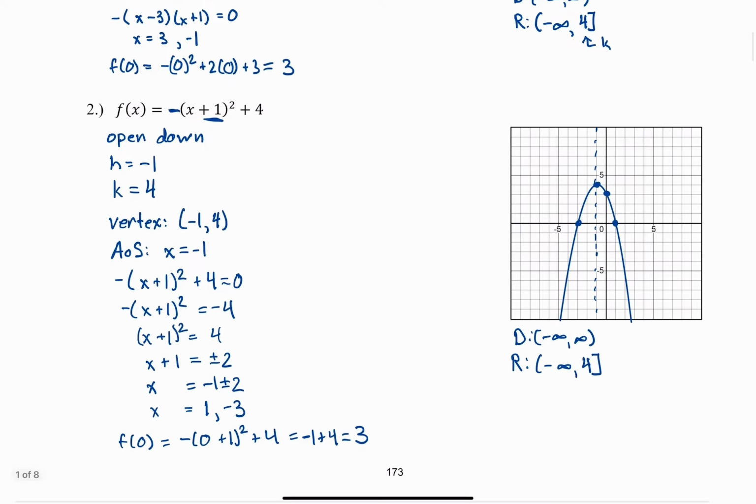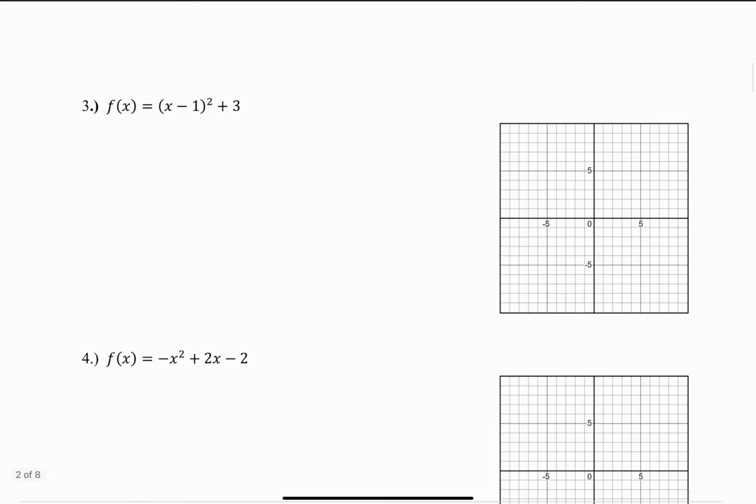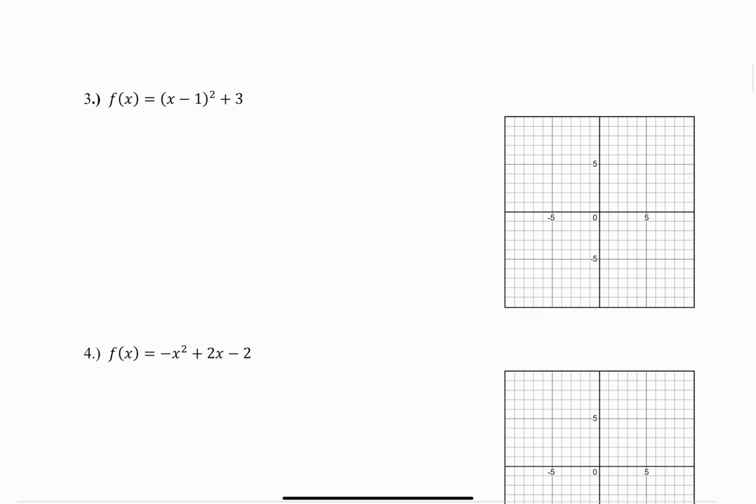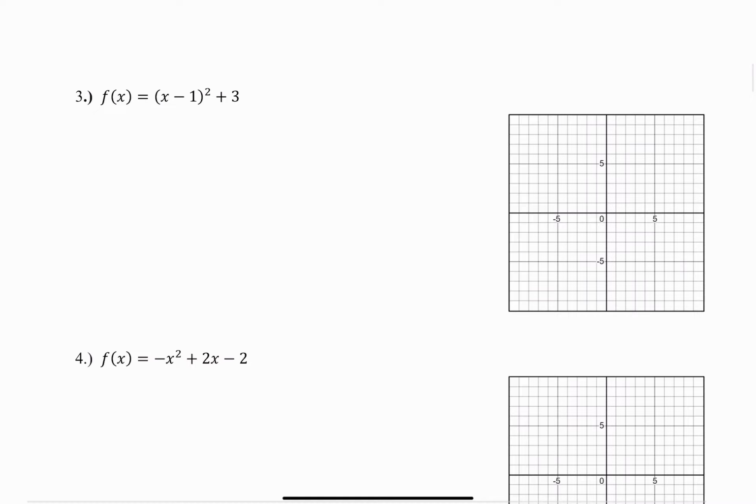Let's see what the next page will encounter. So in the case of this one right here, we are again given it in a form where we can just use transformations. This time it's positive, so it's going to open up. The vertex, h, is going to be a positive 1 here because whenever it's with the x, it's opposite, so it's going to shift it to the right. K is going to be equal to 3, so our vertex here is in the first quadrant, (1, 3). The axis of symmetry here is just x equal to 1.